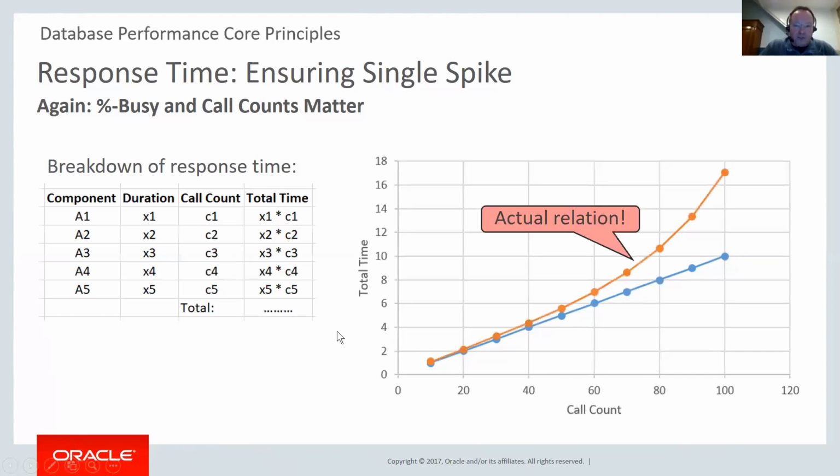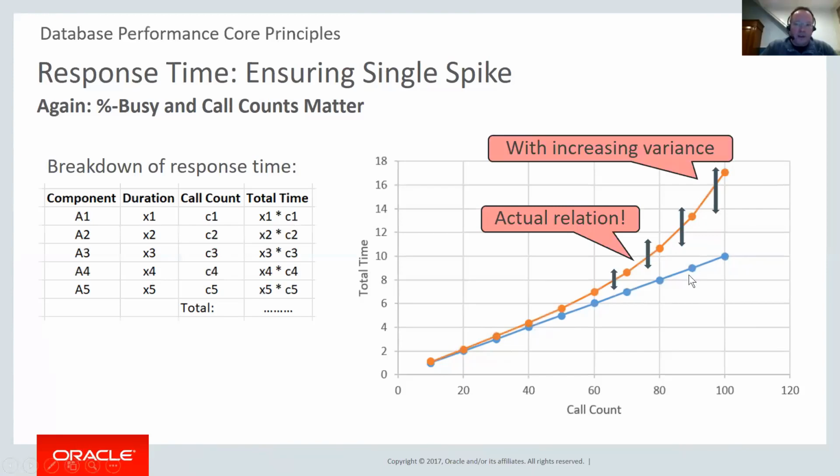But that is not true. The actual relation is not linear. The actual relation also slightly but slowly and ever so surely goes away from the linear curve. And what's even worse is the variance increases. And this all has to do with the fact that all the arrival times are random across all these components. So you start hitting all these slight wait times at certain points where you want to get serviced, but you can't get serviced.